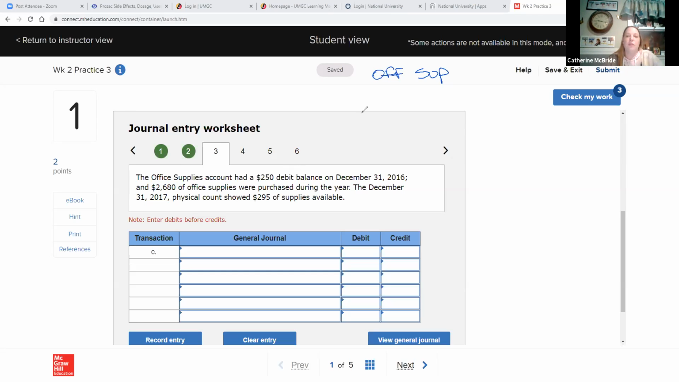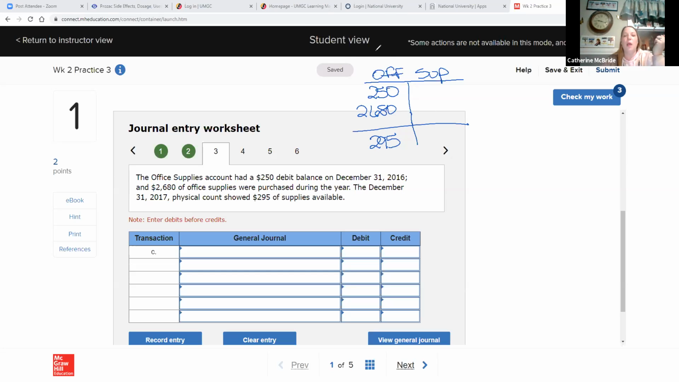Office supplies account has a $250 debit balance. Here's my office supplies, and I know that I have a $250 debit balance. So that means that at the beginning of the year, we had $250 in office supplies. $2,680 of office supplies were purchased during the year. When we purchase office supplies, it's an asset. We increase it with the debit. So during the year, we bought $2,680 worth of office supplies. The December 31 physical count showed that we have $295 available at the end of the year.